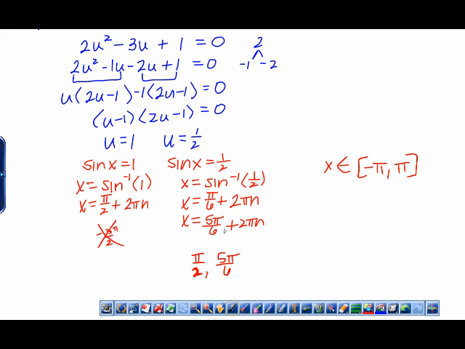What about if I subtracted 2 pi from 5 pi over 6? That would be negative 7 pi over 6. Is that within this? No. So these two values end up being the only ones that I take.